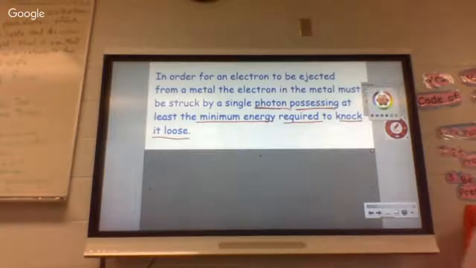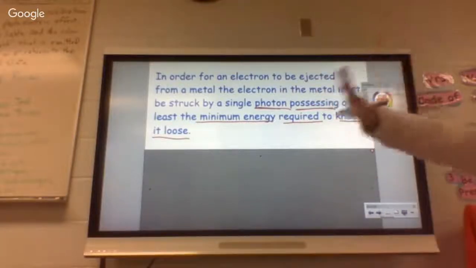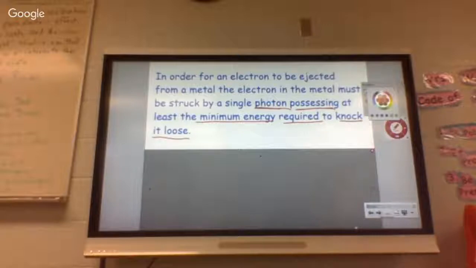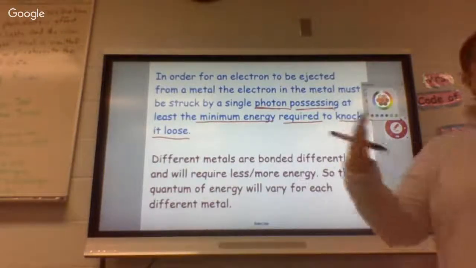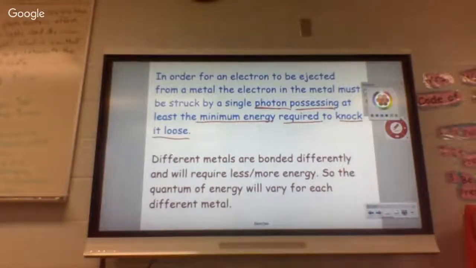Now, the last thing here is what we talked about when I talked about the blue elements on the periodic table. Do all of the metals require the same amount of minimum energy? No. There are lots of different elements, and because they're bonded differently, they require different amounts of energy. Some metals require more, some require less. So their quantums are going to vary. That's all that brown color says.